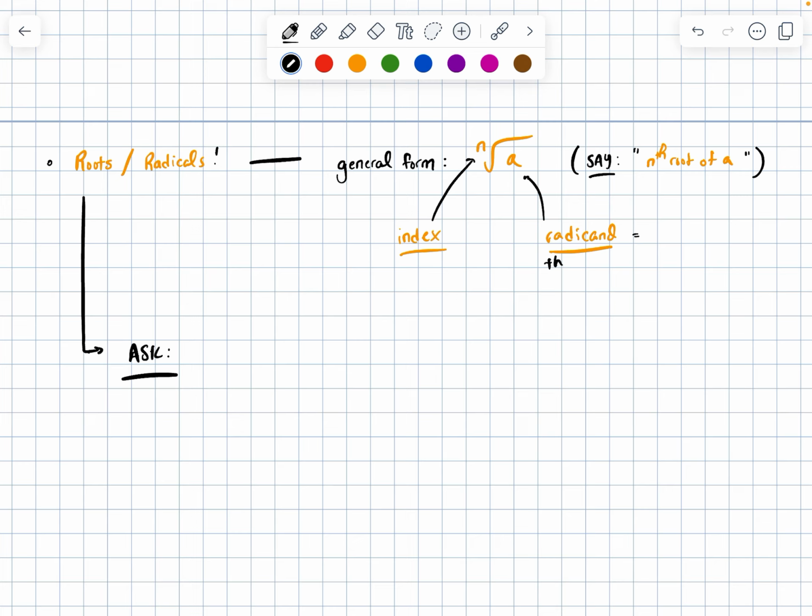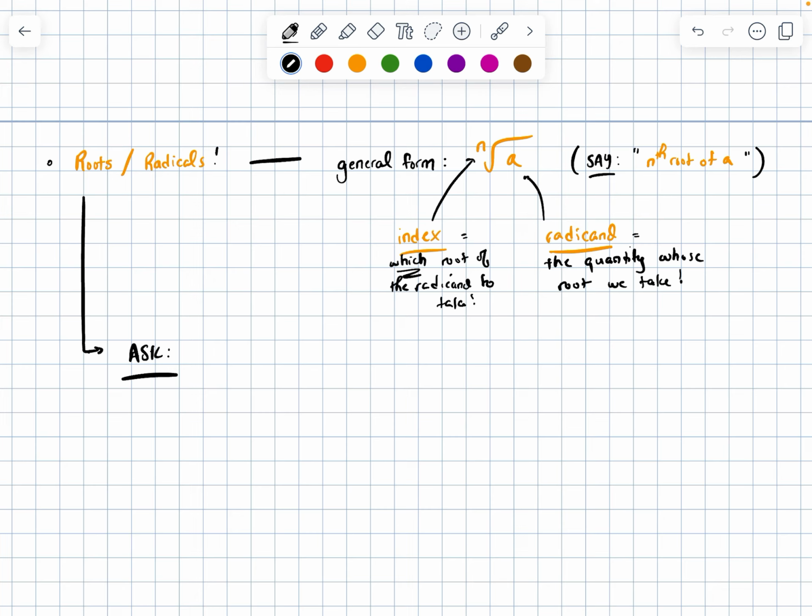So here, the radicand, just like the base, is the thing that we're taking the root of. We'll call it the quantity, because again, it could be a number, but it could also be a variable or a combination of numbers and variables. So it's just the thing whose root we're trying to find, or that we're trying to take. Whereas the index, that little number off to the side, is telling me which root of the radicand specifically I'm trying to take.